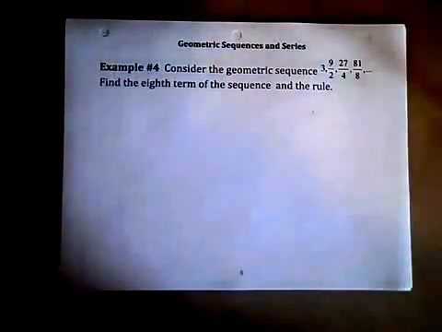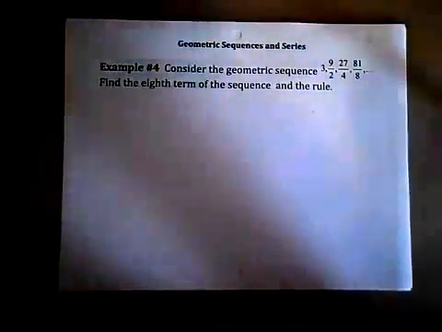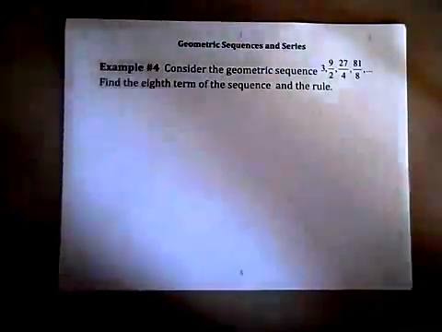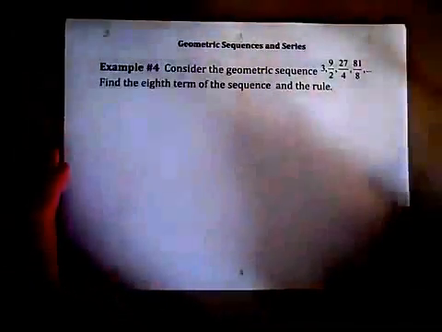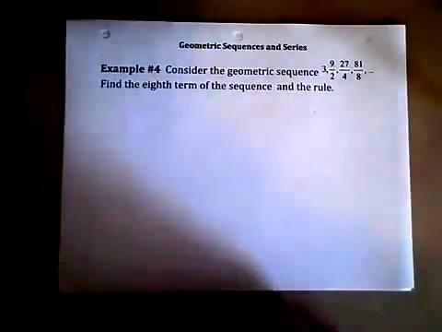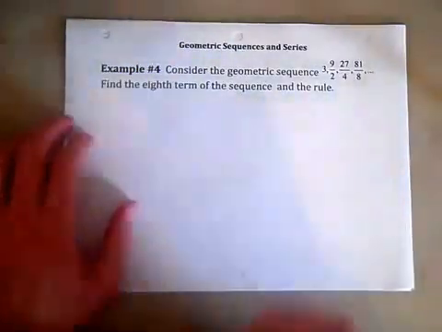I hope you are. And we're going to do 2 more problems, then you're going to summarize, and then you're going to write down a question that you have. All right, guys? So let's see. Consider the geometric sequence 3, 9 over 2, 27 over 4, 81 over 8. Find the 8th term and then find the rule.